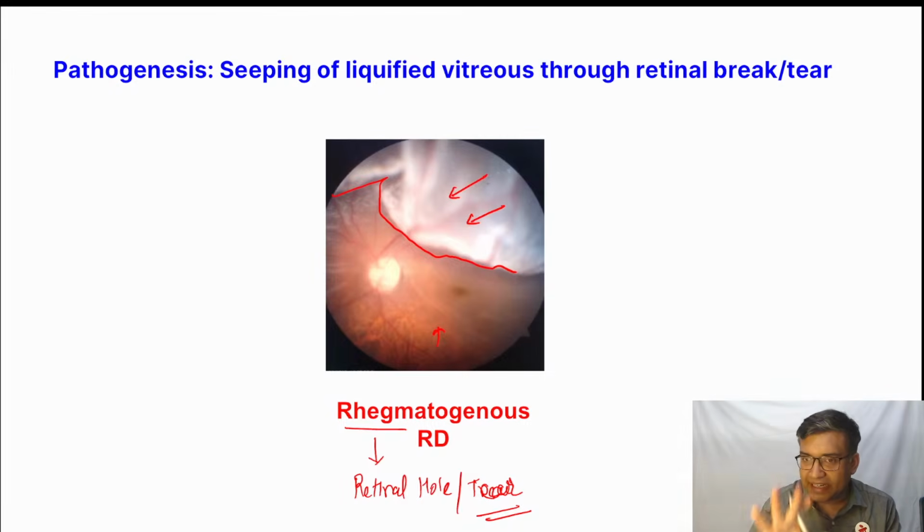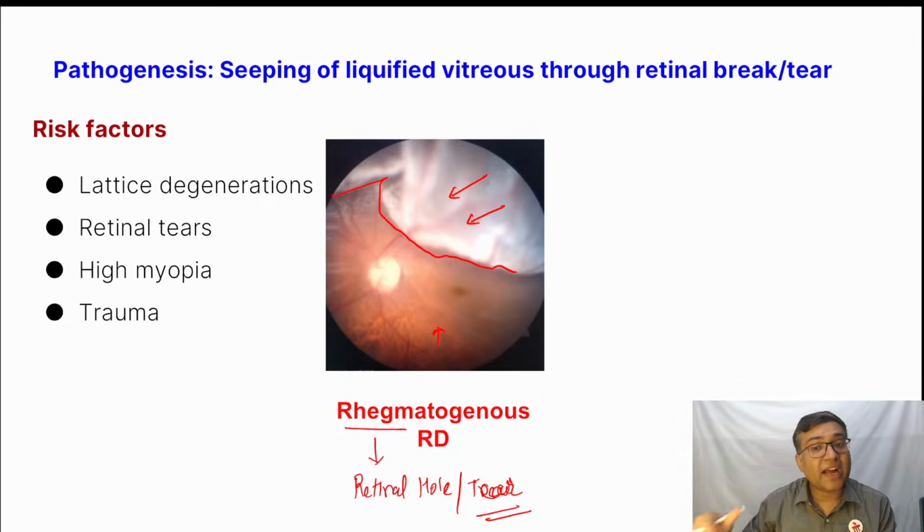Okay, now the second important question that they ask about the rhegmatogenous retinal detachment is the various risk factors for it. So all the conditions which can cause the retinal hole or a break in the retina can cause a rhegmatogenous retinal detachment. So the lattice degeneration, the retinal tears, those patients who are having high myopia because there would be a thinned retina there, or trauma when there is a vitreous movement. So these all are the risk factors for the rhegmatogenous retinal detachment.